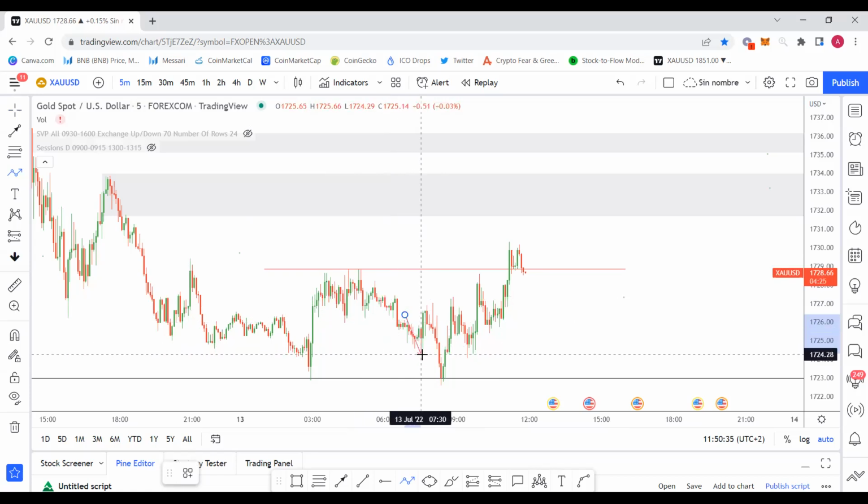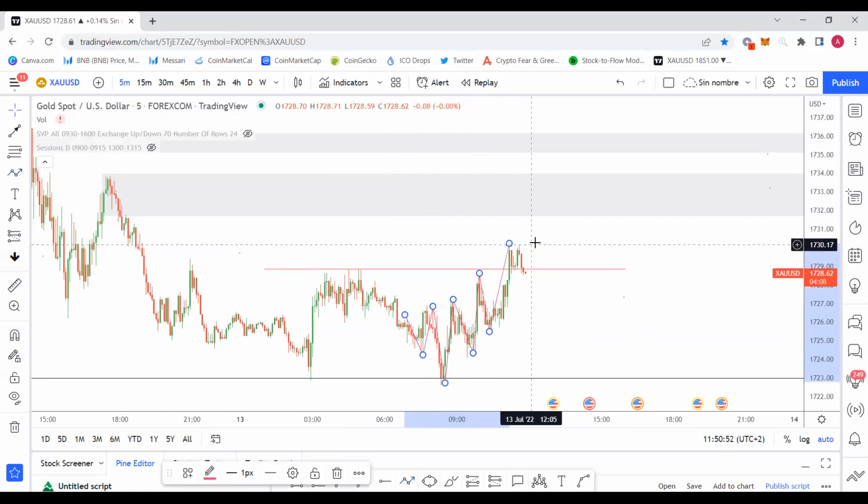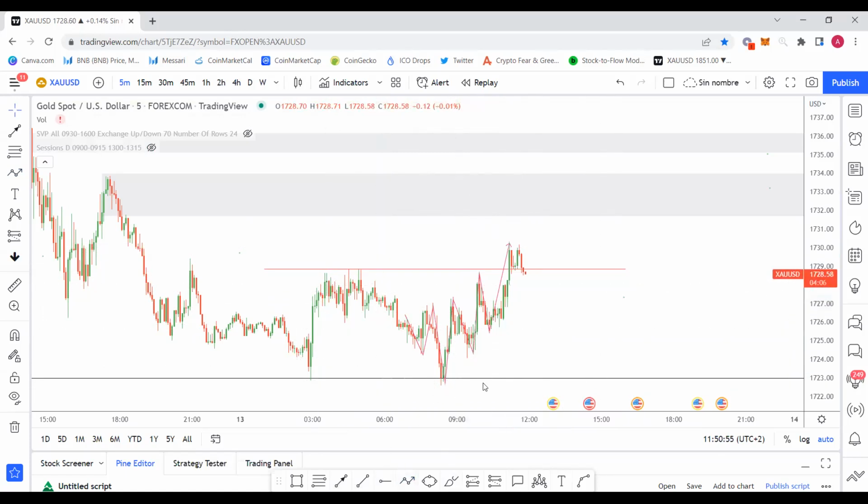So as you see, an inverted shoulder, head, and shoulder pattern. Here it breaks out. Okay, most people are entering their buys at the neckline. They will get stopped out. In this case, price came down to this area and then kept on going. So let's look at this.